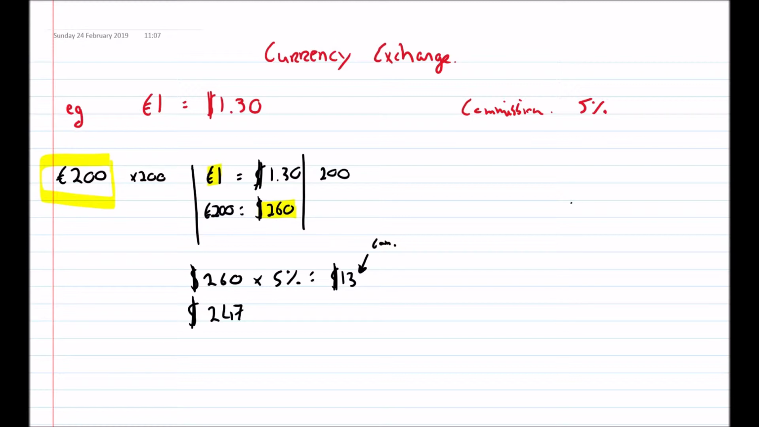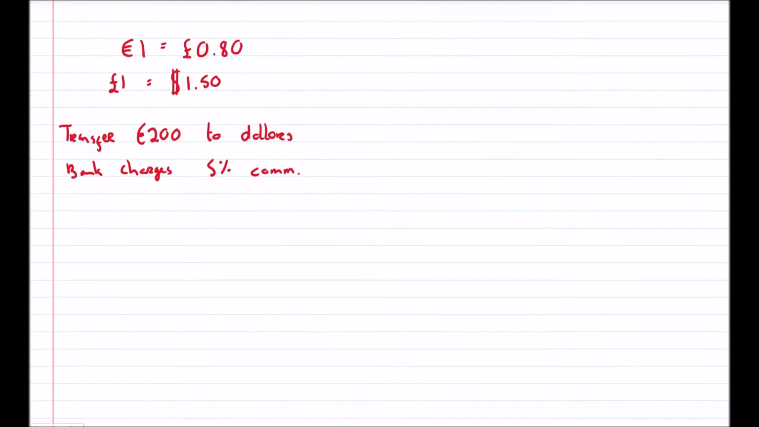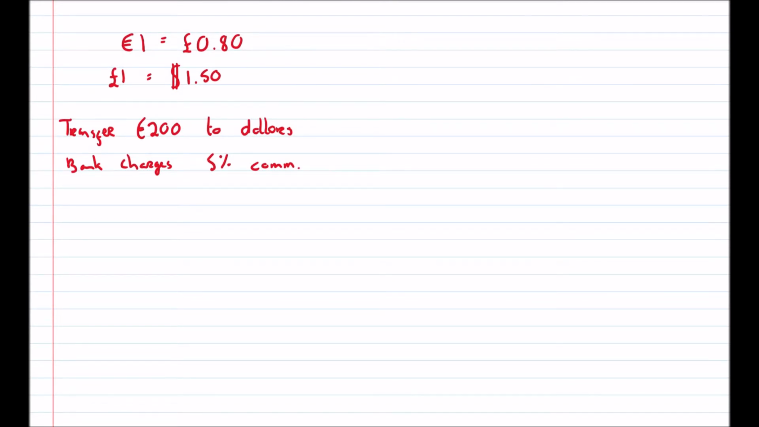Okay. Right. So here's a question for us. We have an exchange rate from euros to pound sterling. We have an exchange rate from pound sterling to dollars. We want to transfer 200 euros to dollars. But we don't have an exchange rate here for euros to dollars. We have it from euros to sterling and then sterling to dollars. So what I'll do with my 200 euros is I'll first of all transfer it to sterling. So we'll take this exchange rate, and we'll transfer that 200 euros to sterling.